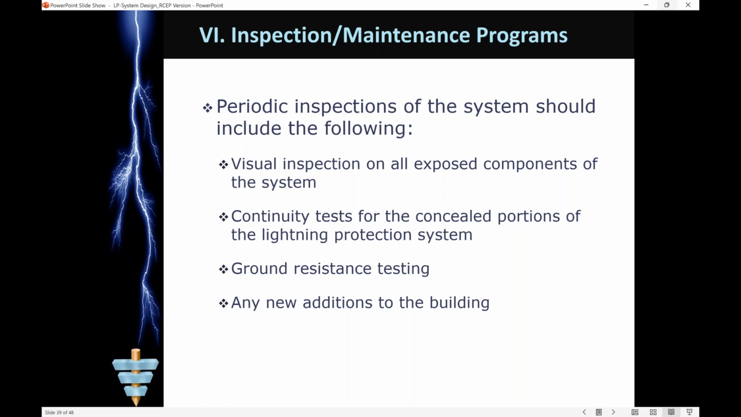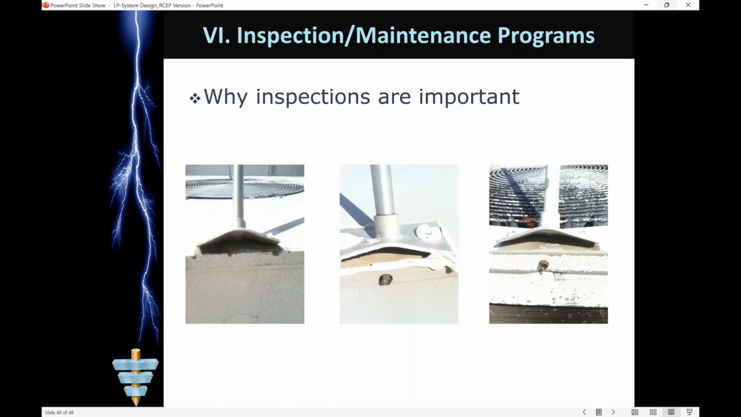So sometimes you'll have a facility that has lightning protection, they add to it, they're expanding, and then they don't have the rest of the facility updated and add LP systems to that.